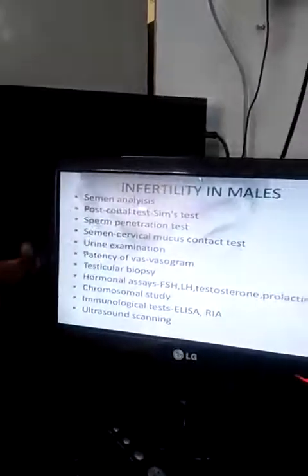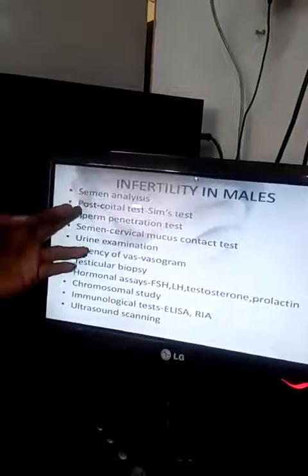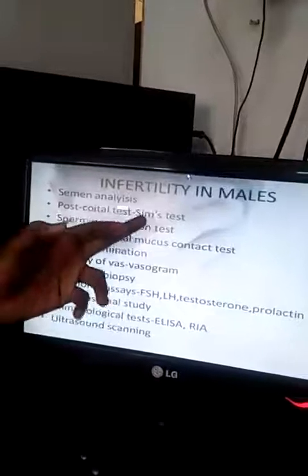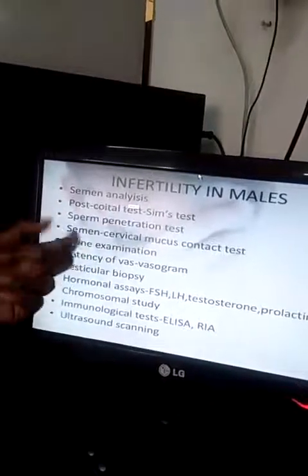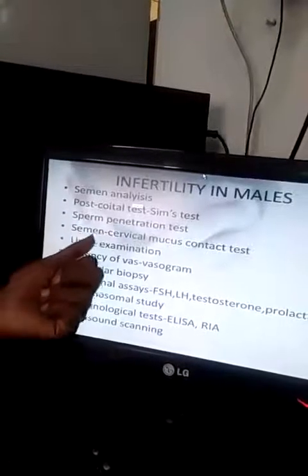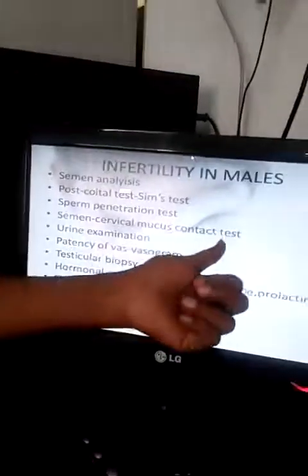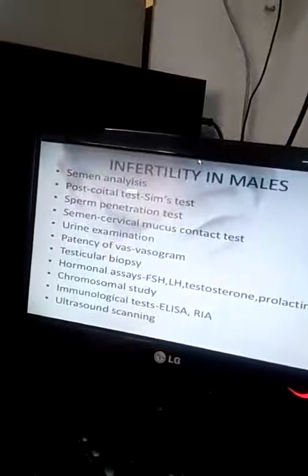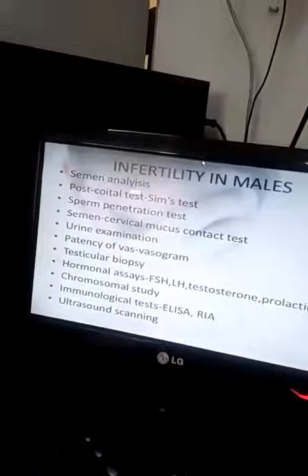So what can we do in male? First we have to check the semen analysis. Then the post-coital test, that is the Sims test. The sperm penetration test, we have to do. The semen cervical mucus contact test is required. Then urine examination is done.